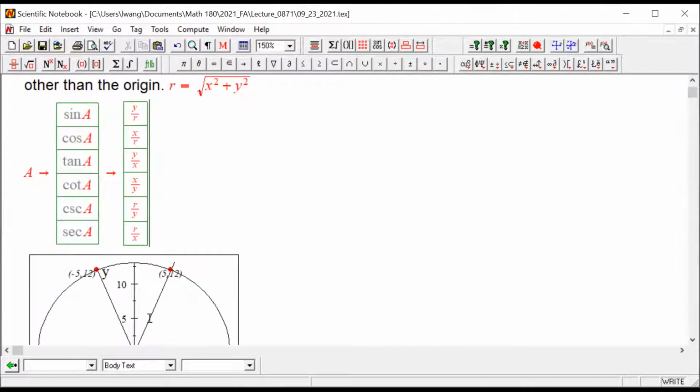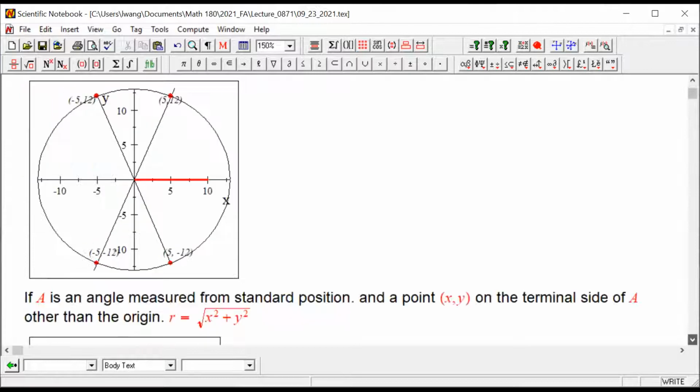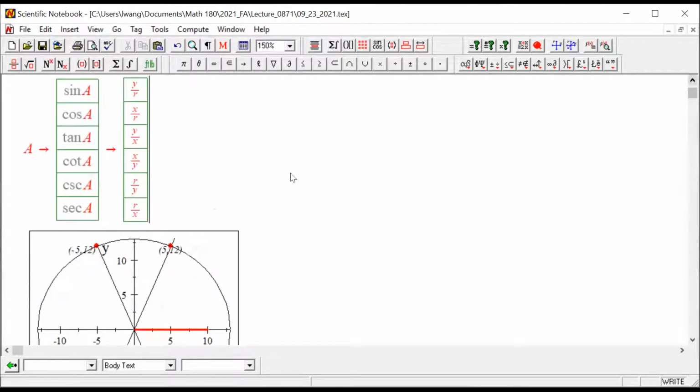Okay, the terminal in the first quadrant. 5 comma 12. This point is a point on the terminal, so I have chosen that point for you.